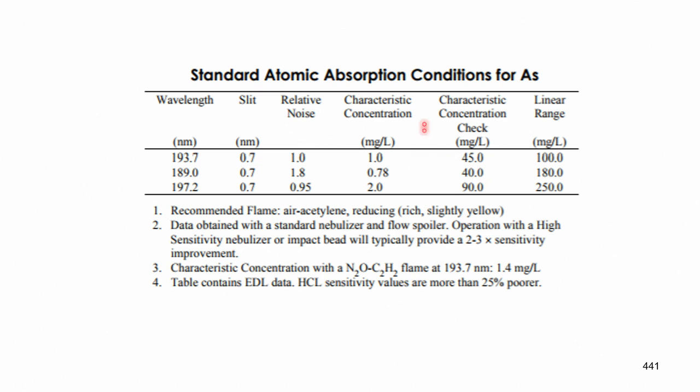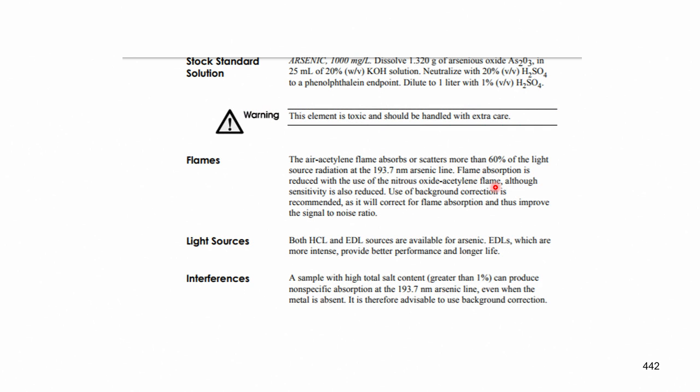So, flame is not really good for arsenic. With arsenic hydride, yes, you will see better sensitivity, almost up to parts per billion level. Okay. So, then the other information is the same, stock standard solution. They will give you a warning that arsenic is toxic, and that an air acetylene flame absorbs or scatters more than 60%. So, there is some problem explanation for arsenic, so you should be very careful.